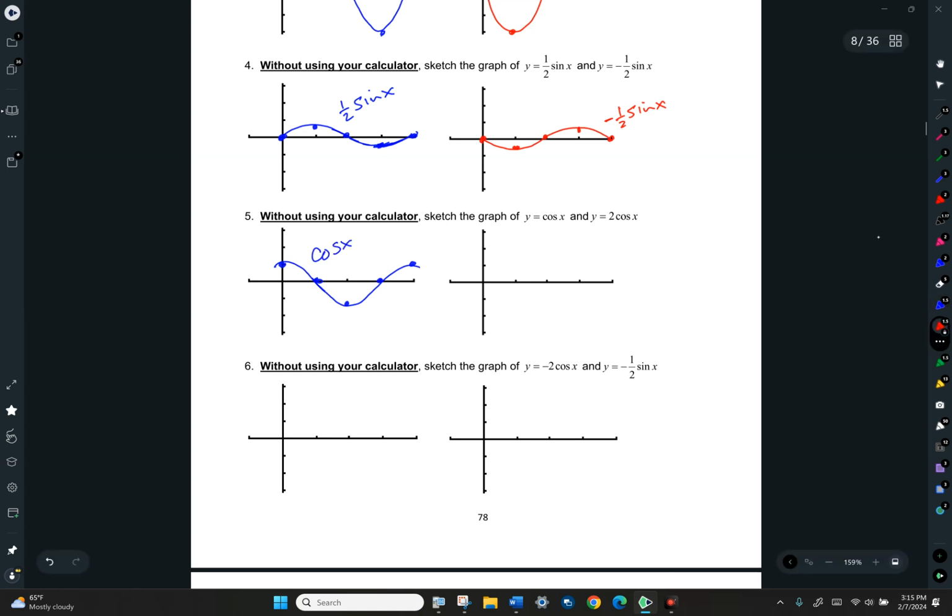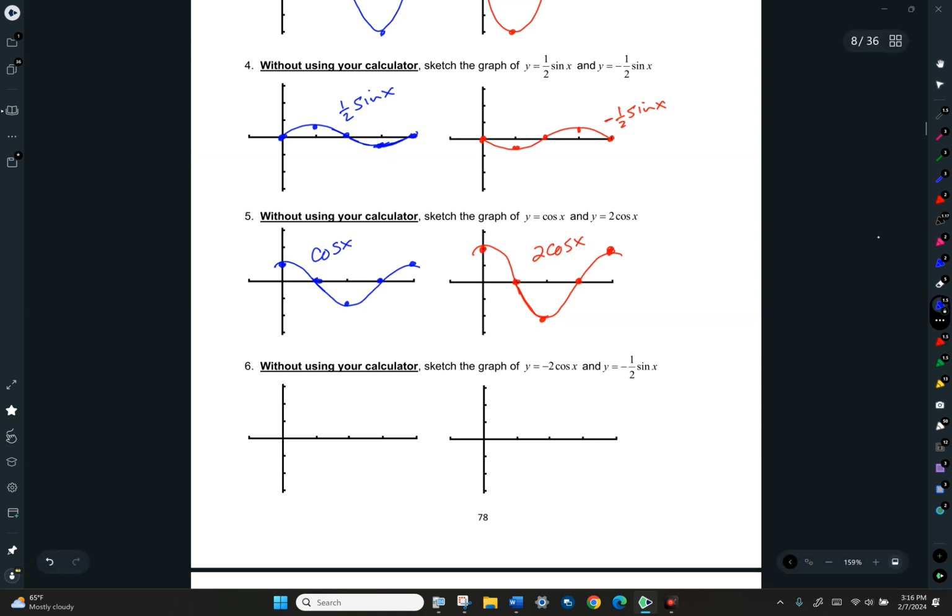So if the amplitude doesn't change the zeros, if what it changes is the maxes and mins, then instead of starting and ending at 1, I'm going to start and end at 2. And instead of halfway being -1, it's going to be -2. But again, the zeros don't change because the amplitude does not change the zeros. So here's my cosine graph. 2 cosine.